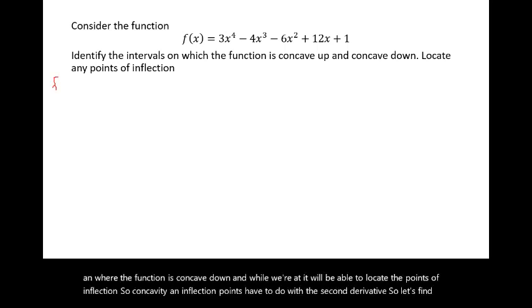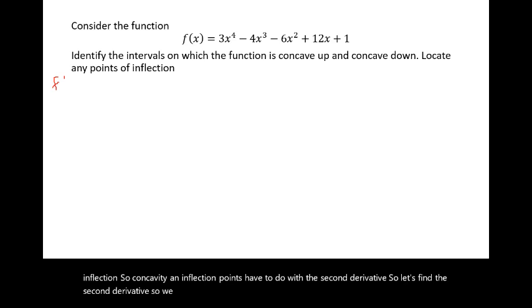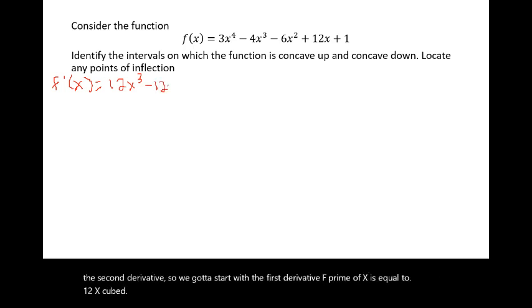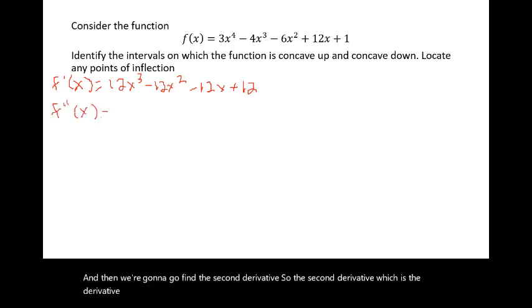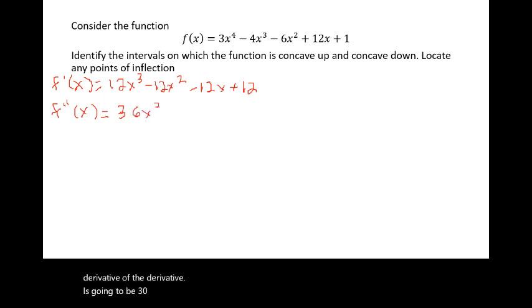We have to start with the first derivative. f prime of x is equal to 12x cubed minus 12x squared minus 12x plus 12. And then we're going to find the second derivative, which is the derivative of the derivative. It is going to be 36x squared minus 24x minus 12.